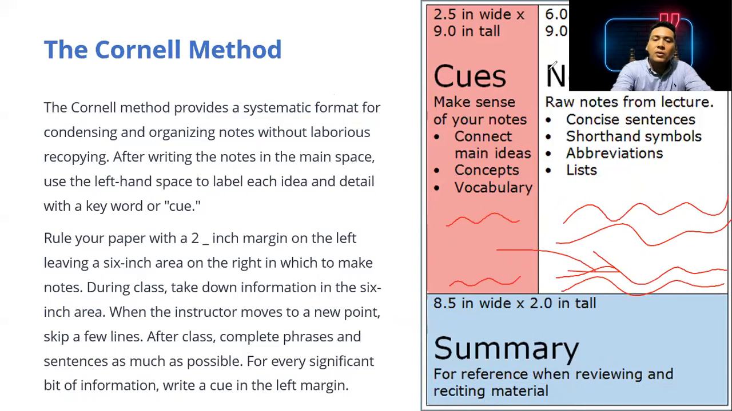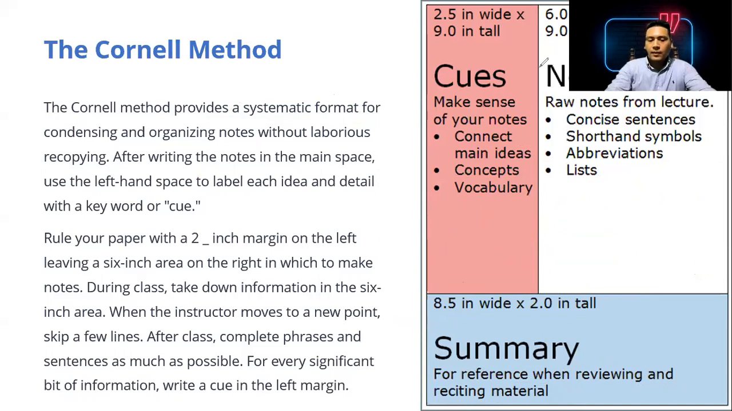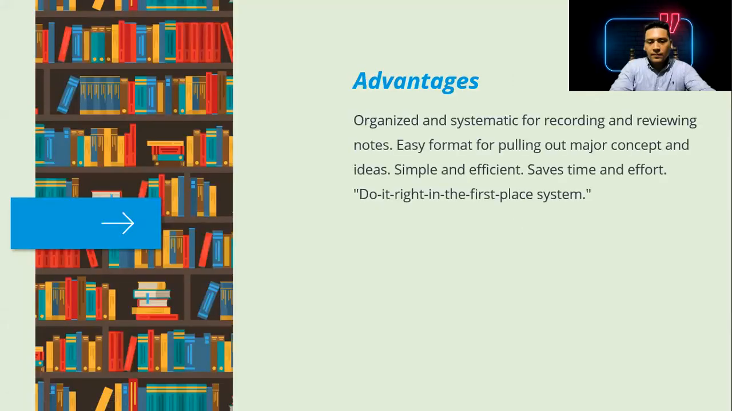Now, what are we going to use this method for? Okay, advantages. Which are the advantages of the Cornell method? Organized and systematic for recording and reviewing notes. So the notes are very organized. It's a very easy format for pulling out major concepts and ideas. So if you take notes using the Cornell method, it's going to be very easy for you to read the information. Simple and efficient, and saves time and effort. It is very simple and it's going to help you save some time, okay?